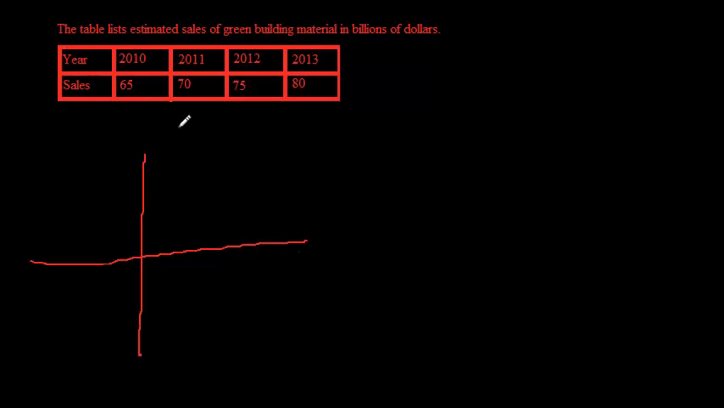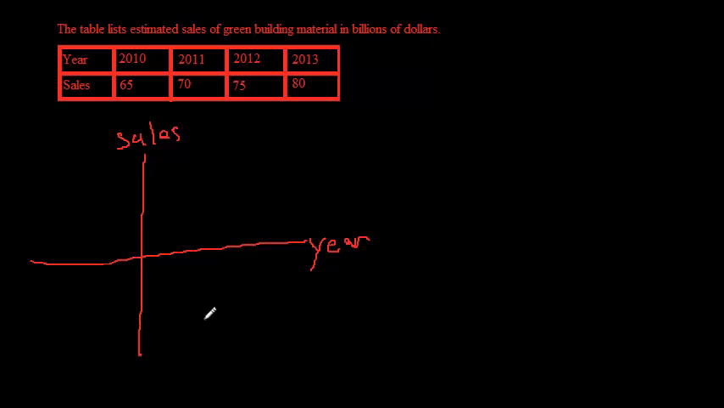Now generally, when we're trying to decide this, time, or years in this case, will always be our independent variable because no one can change time. It is constant. What does change, or what depends on what year we're looking at, is our sales. So sales goes up top for our y-axis, and years will be our x-axis, our independent and our dependent variables.